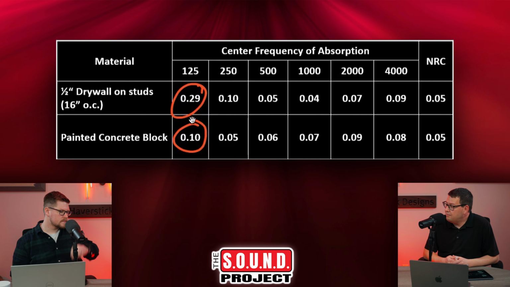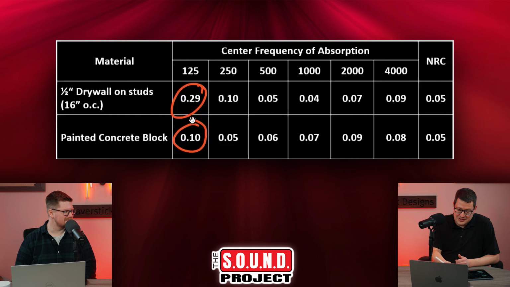Because as sound waves hit drywall, it flexes a little bit, absorbs a little bit of that energy, kind of like the shocks of your car would. But if you look at absorption coefficients at 125 hertz, half-inch drywall is 3 times as good as painted concrete block. But if we go over here to the end column, which is the NRC, they have identical NRCs. 0.05 for half-inch drywall and 0.05 for painted concrete block. And that's why it's just a misleading metric.